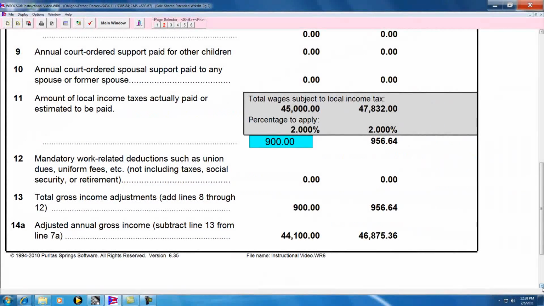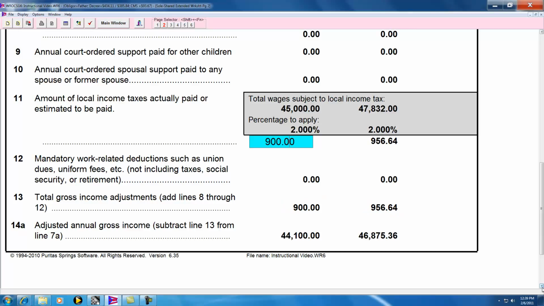Now that's the last of the adjustments. Line 13 is merely the sum of adjustments on lines 8 through 12. In our example, Dad's total adjustments are $900 and Mom's are $956.64.